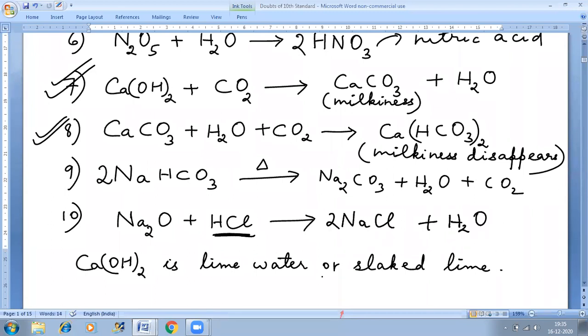I need to balance the reactions. I'll put 2 here and I'll put 2 here. Now it's a balanced chemical equation.